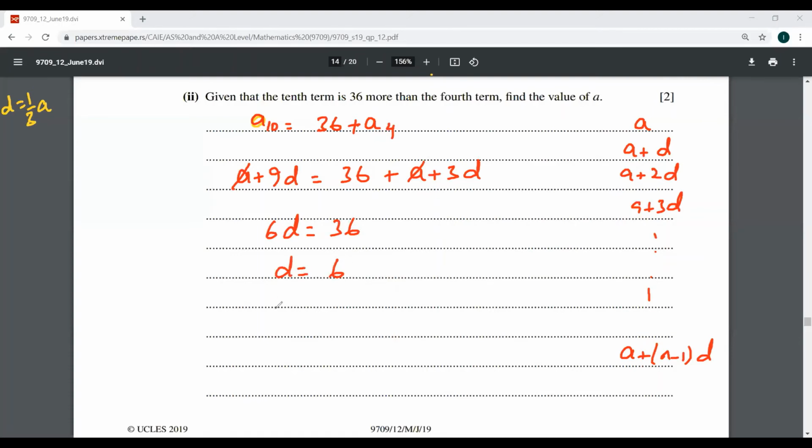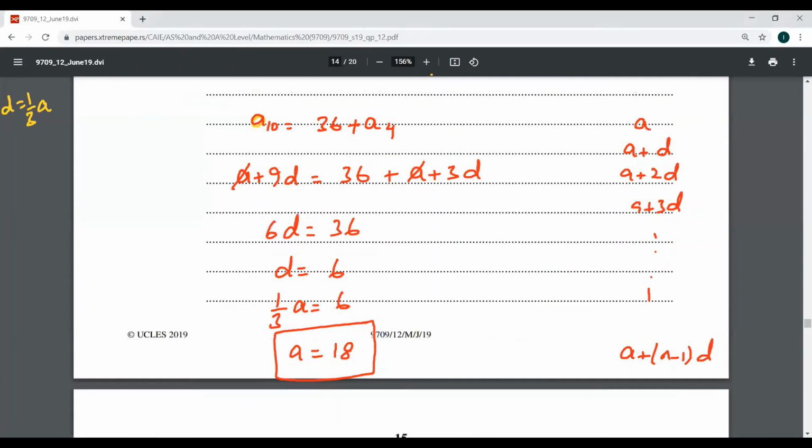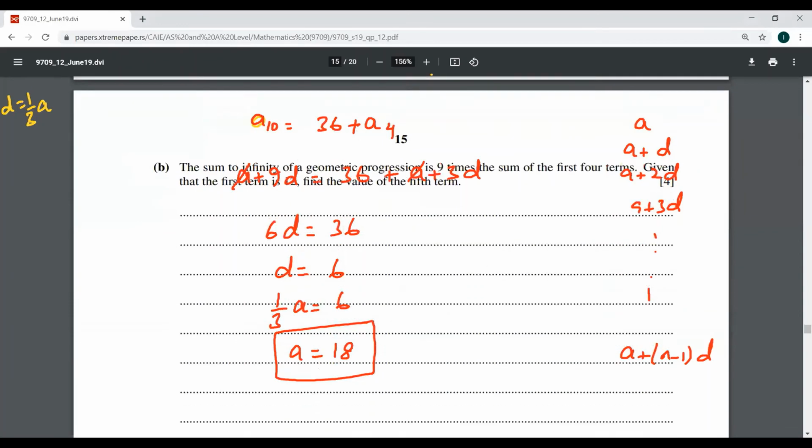Now we can put this D as 1 over 3A. So your A is going to be 18. So that is what we had to find from here, the value of A. So that is going to be 18. Is there any question? Okay, we have a B part.